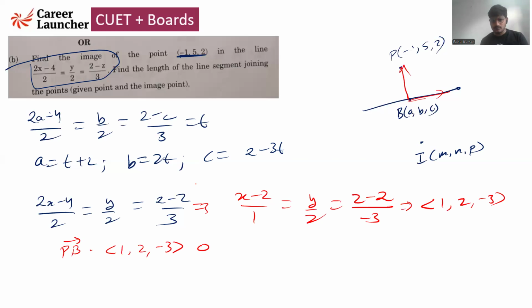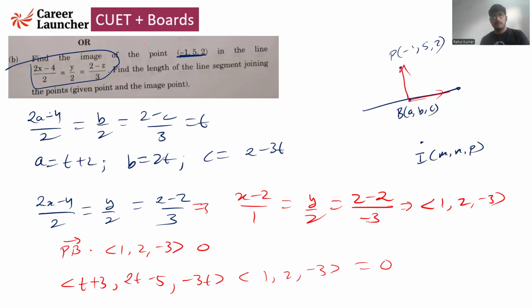So for the PB vector, we have these coordinates of B, so we can easily find t plus 3 as the first coordinate, comma, now 2t minus 5, and the last is 2 minus 3t minus 2, which is minus 3t, with the dot product of (1, 2, −3) equal to 0. Let's calculate this one. So we have t plus 3, 2t minus 10, and plus 9t is equal to 0. So let's calculate the value of t. So 12t is equal to 7.